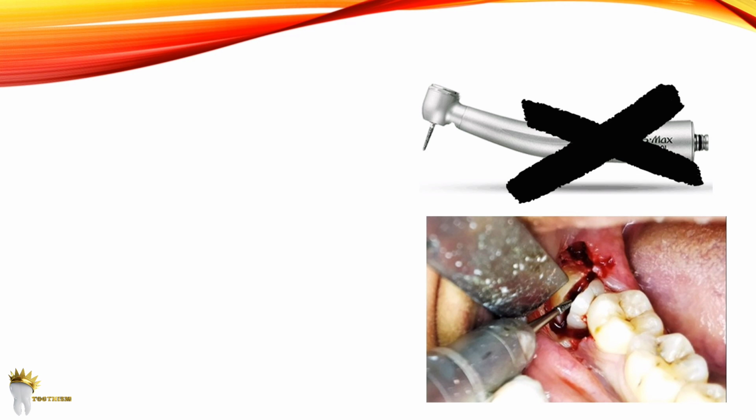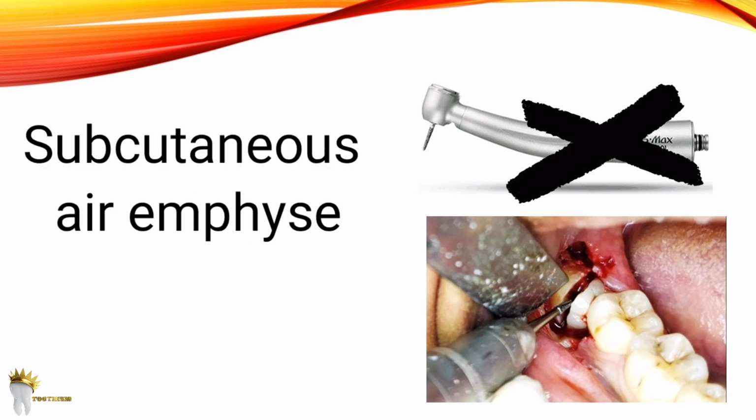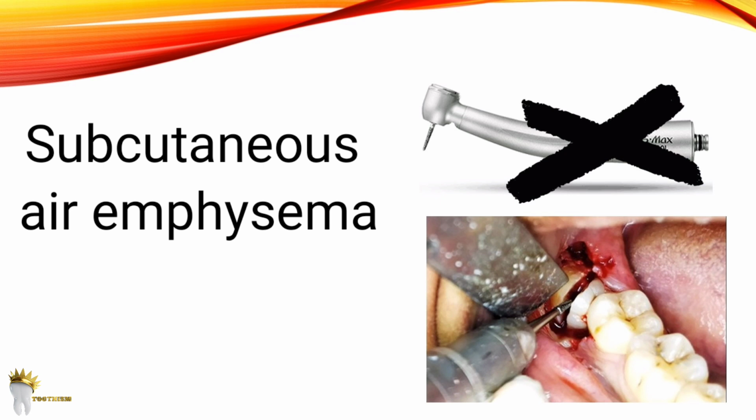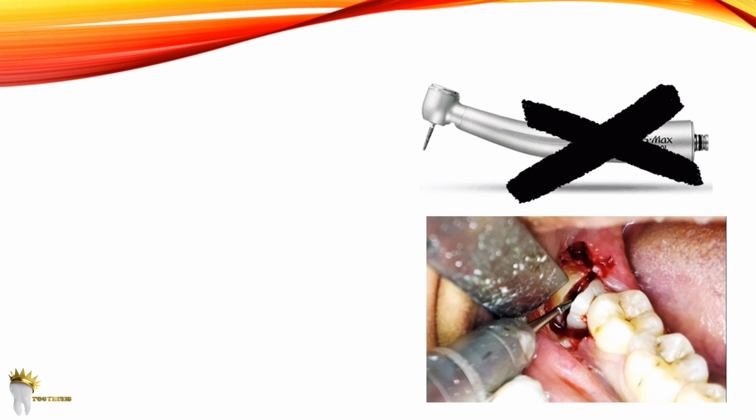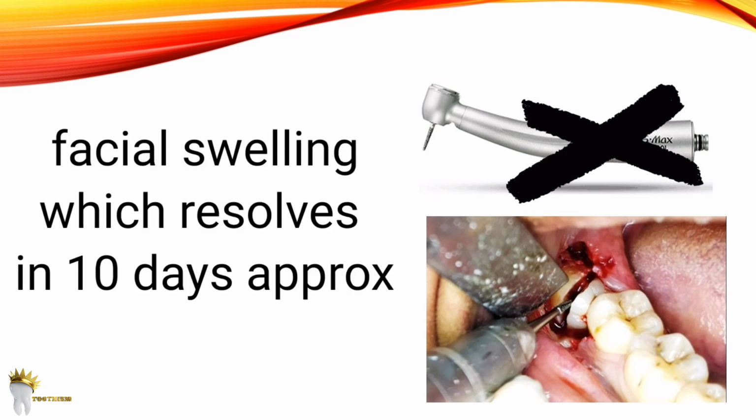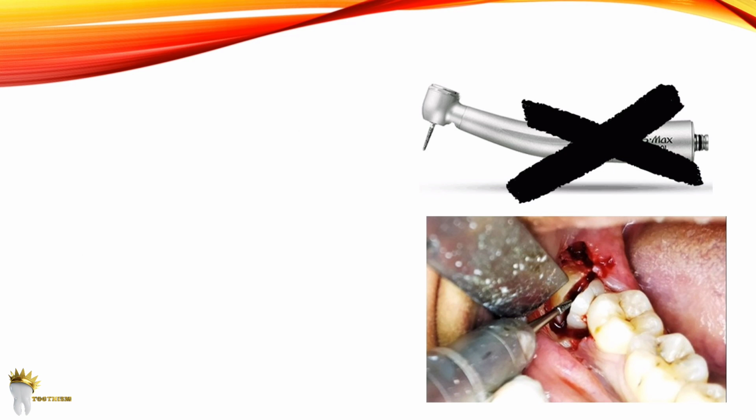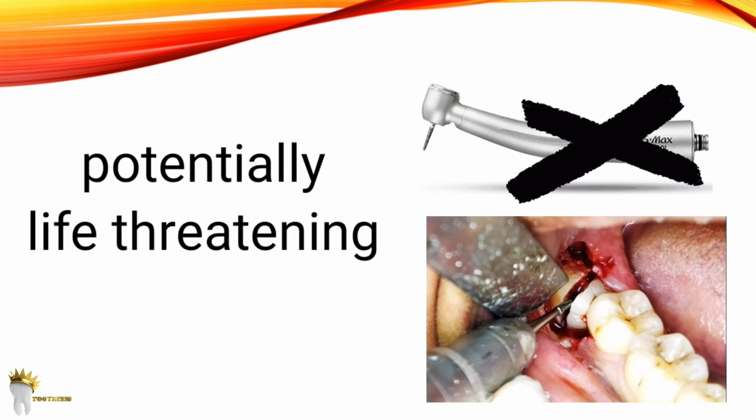Another reason why we should not use a regular high-speed air-driven handpiece is the possibility of subcutaneous air emphysema. It happens because of air under pressure being driven into the subcutaneous tissues of the head and neck. When it happens, there is facial swelling, and usually it resolves spontaneously in about 10 days, but it can be potentially life-threatening, which is why we should always use a straight surgical handpiece for bone removal.